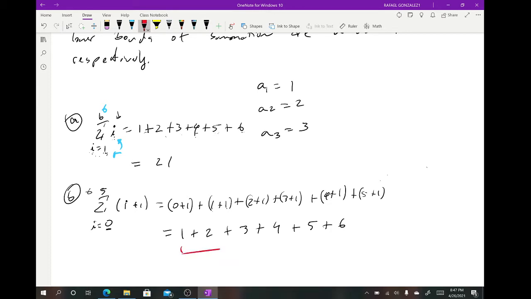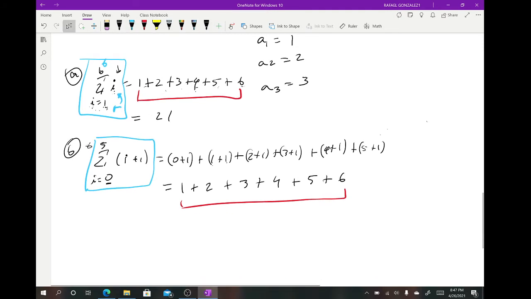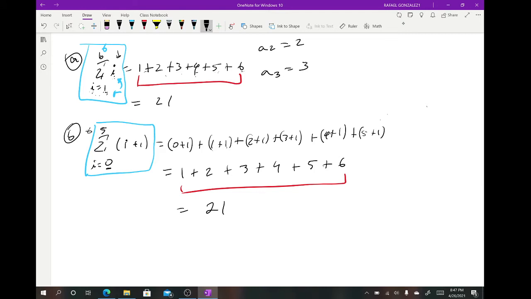Notice that this is the same as this, which should tell you that the way in which we write a sum is not unique. This way is completely different to this way, yet they have the same result. So this is not unique. And we know from the previous problem that it's equal to 21. All right, let's do another one.